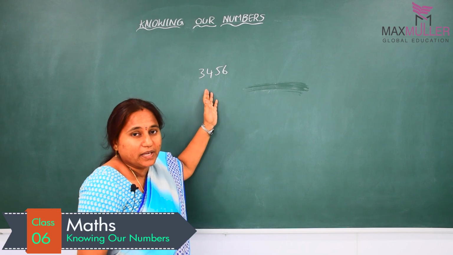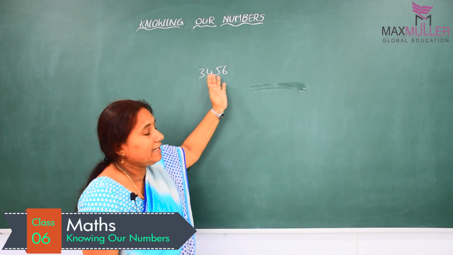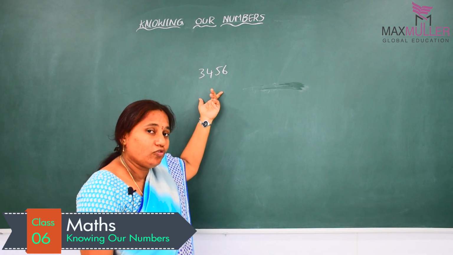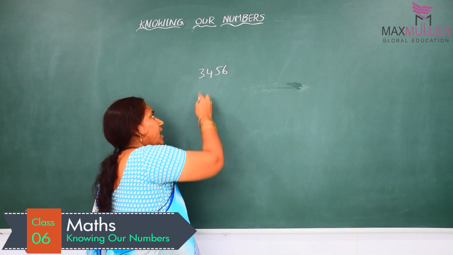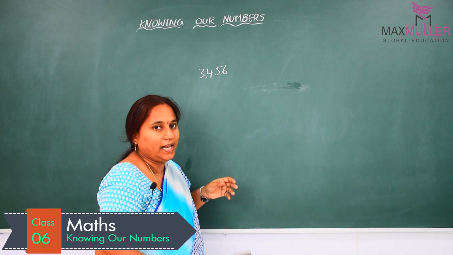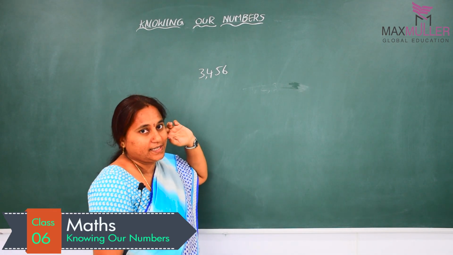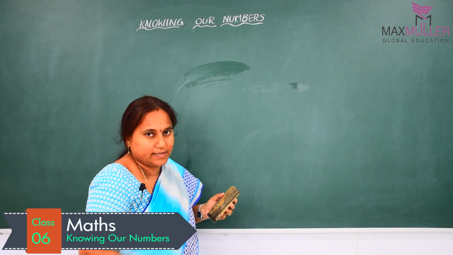And then see, what is the number name here? After seeing this one, simply this contains the digits 3, 4, 5, 6. Then we are asking, what is the number name? Then we have to keep the commas. Afterwards we will read the number, that is 3456.